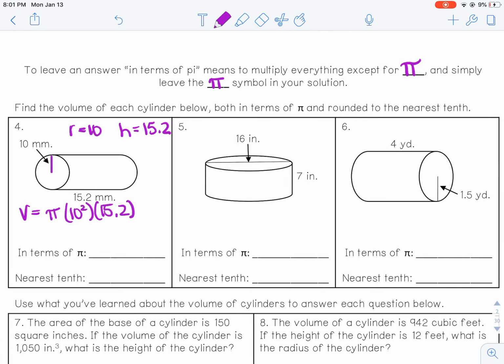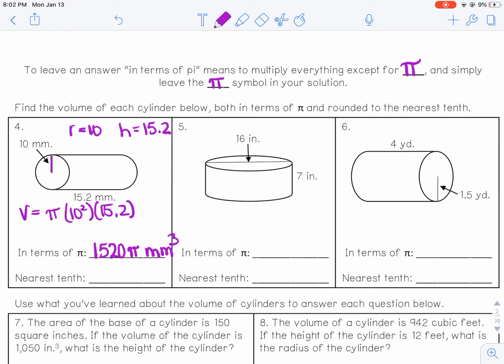Okay, so I am not converting pi to 3.14. I'm going to take 10 and square it, or 10 times 10. Multiply that times 15.2. That is going to give me 1,520 pi. That means I still have to multiply it times pi. And don't forget the units, which would be millimeters to the third power.